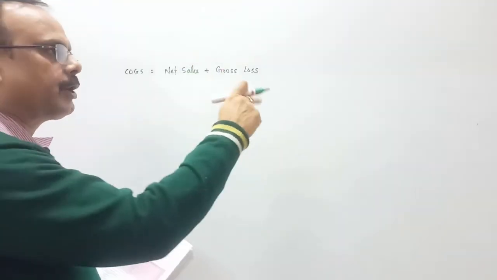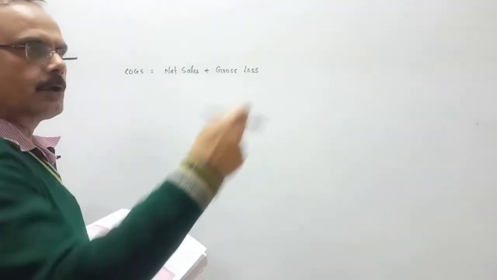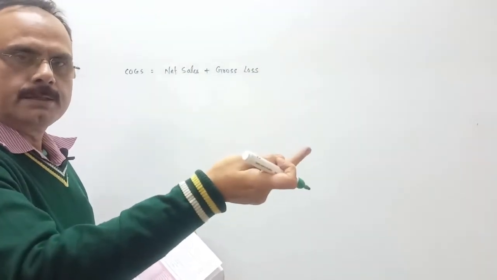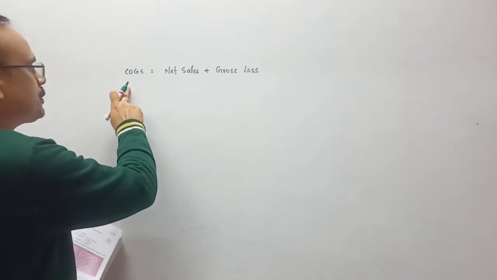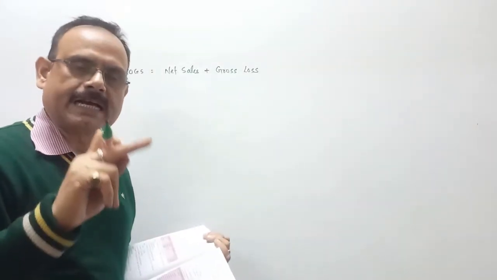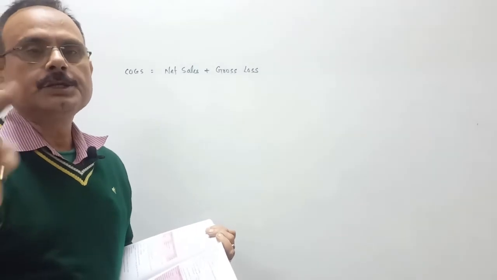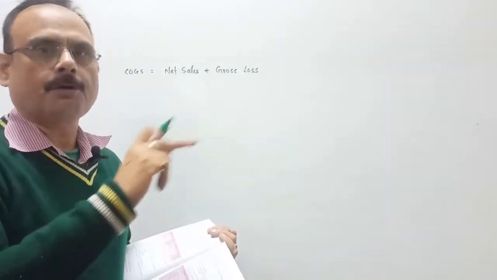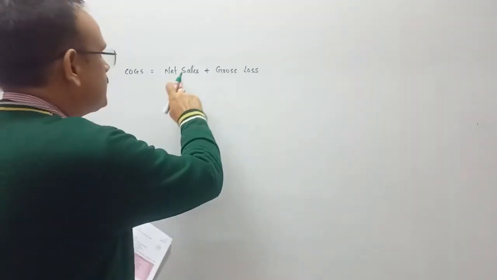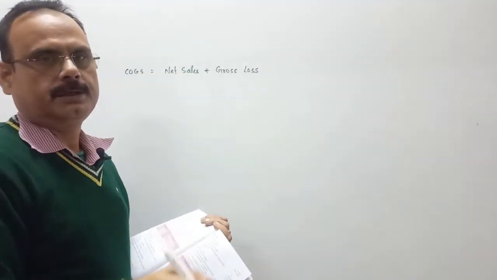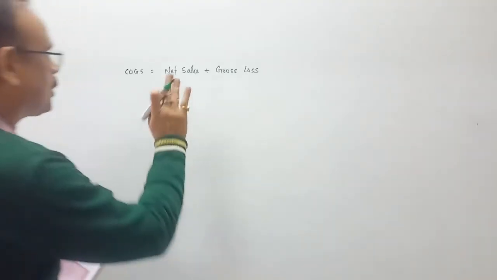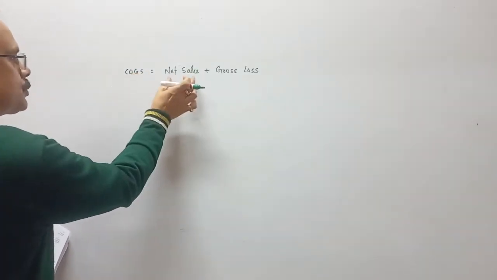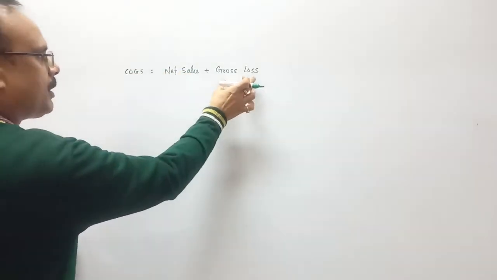You remember in the trading account, on the credit side we write the net sales, and gross loss is also written on the credit side. So cost of goods sold, meaning opening stock plus net purchase plus direct expenses minus closing stock, will be equivalent to net sales plus gross loss. If there is a profit, then net sales minus gross profit is your cost of goods sold. Here it is gross loss, which means the cost of goods sold is higher than net sales by the gross loss amount.